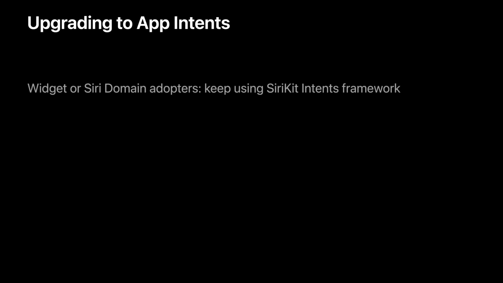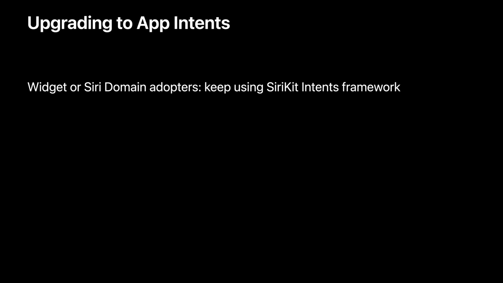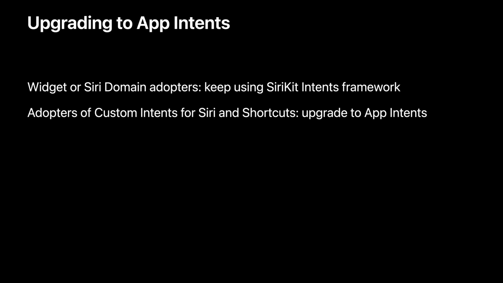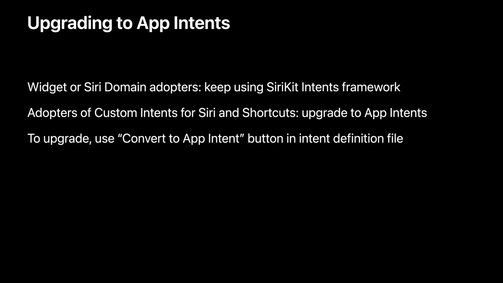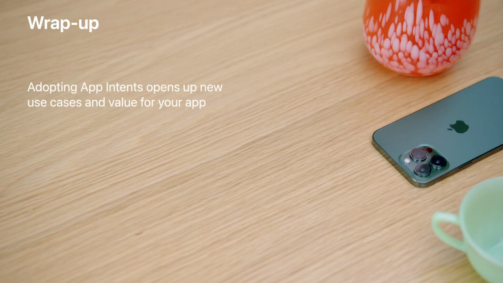For those of you who have existing apps with SiriKit intents that you want to upgrade, if you adopt intents to integrate with widgets or domains like messaging or media, you should keep using the SiriKit intents framework. But if you add custom intents for Siri and shortcuts, you should go ahead and upgrade to App Intents. You can start the upgrade process by clicking the Convert to App Intent button in your SiriKit intents definition file. Integrating your app into shortcuts with App Intents is a great way to maximize your leverage as a developer. Because by doing a small amount of work to adopt App Intents, you create a large amount of value for customers.